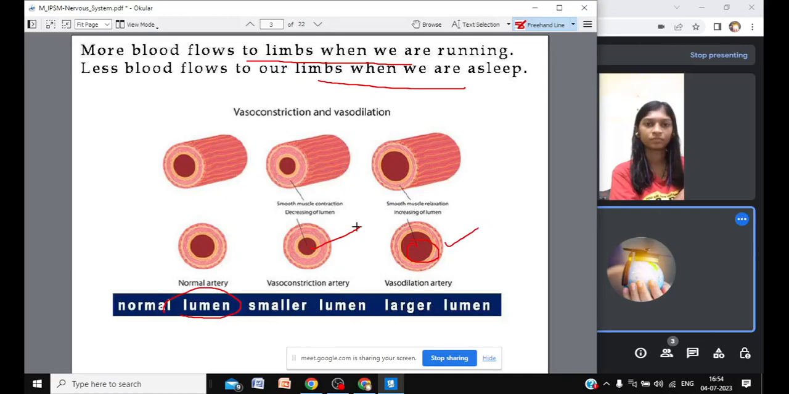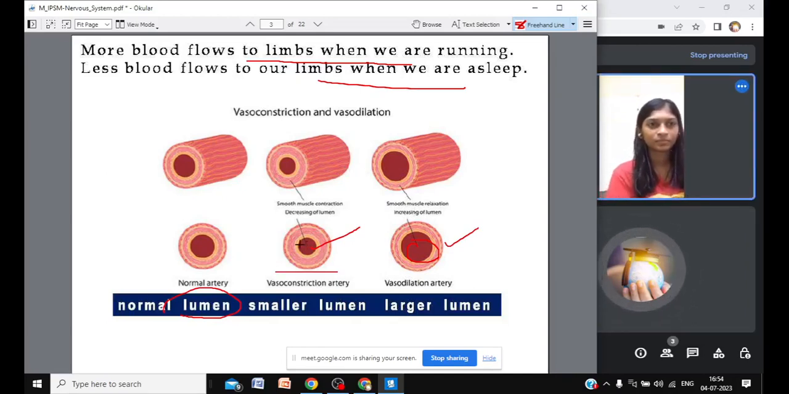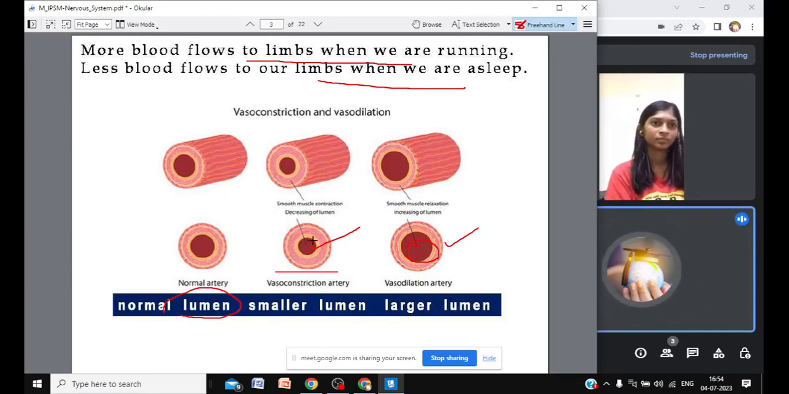Can you see here? Due to constriction, the hole is smaller. Hole means lumen. The cavity is smaller, so less blood will flow. This has become a very narrow tube. And here it has become a very wide tube, so more blood is flowing.